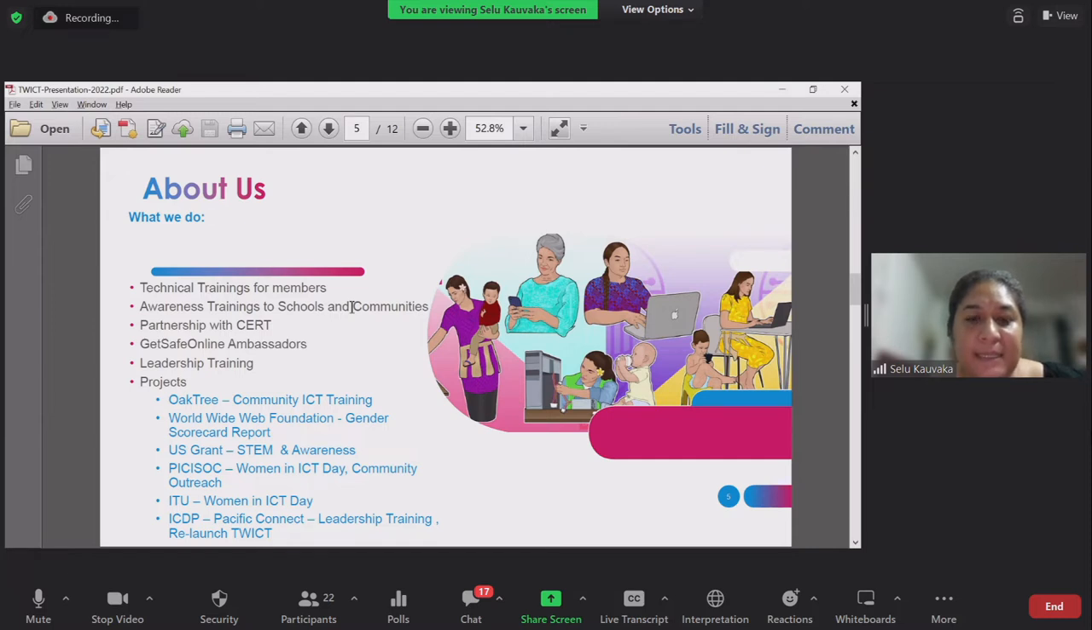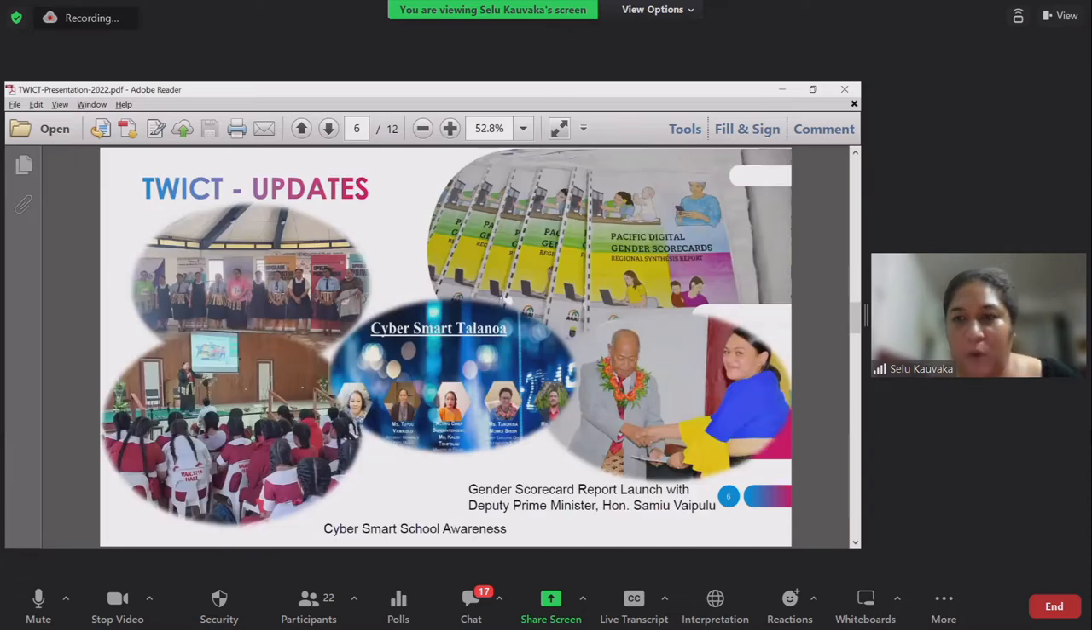Tonga Women in ICT also produced the gender scorecard report for Tonga that was funded by World Wide Web Foundation. We were very fortunate this year to get a US grant to push STEM and awareness here in Tonga, and that is currently running this year and next year. We play a big role in partnership with PICSOC with regards to Women in ICT Day and community outreach in the region. ITU with also Women in ICT and many more.